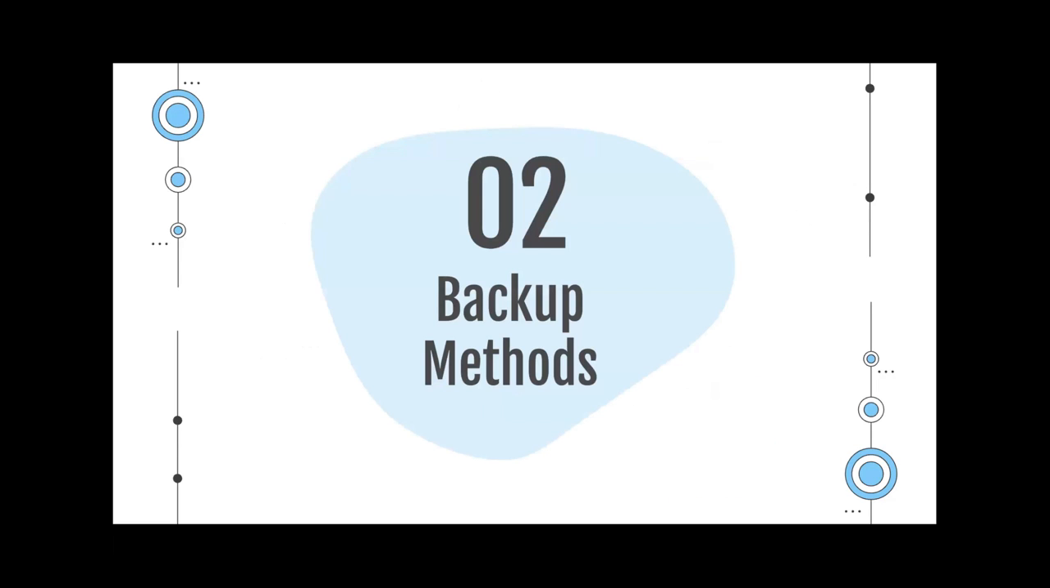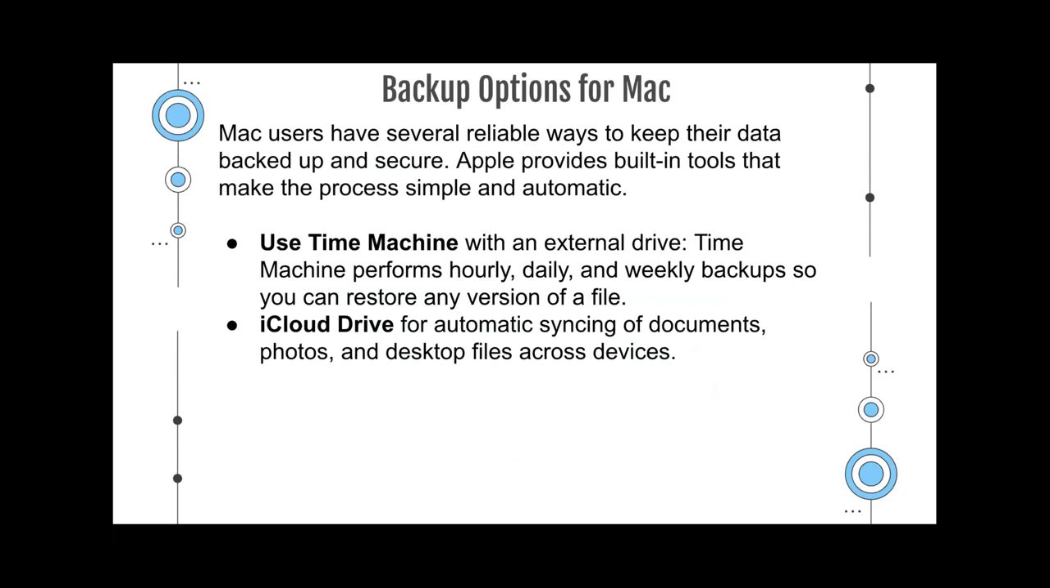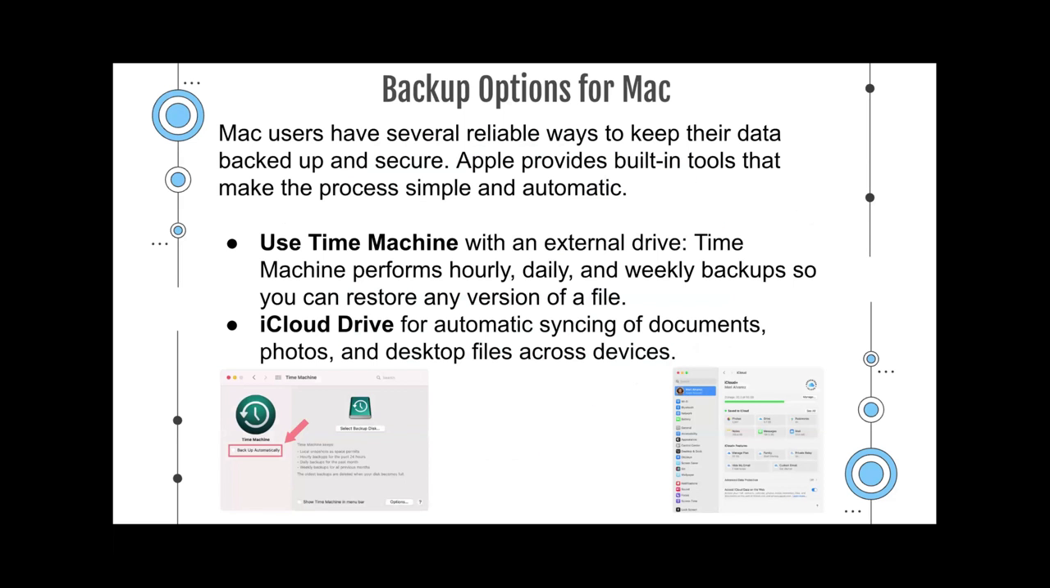Next thing we're going to be talking about is backup methods. So for Mac users specifically, I'm a Mac user, so we have several reliable ways to keep our data backed up and secure. So Apple provides built-in tools that make the process simple and automatic. You can use Time Machine with an external drive. Time Machine performs hourly, daily, and weekly backups, so you can restore any version of a file.